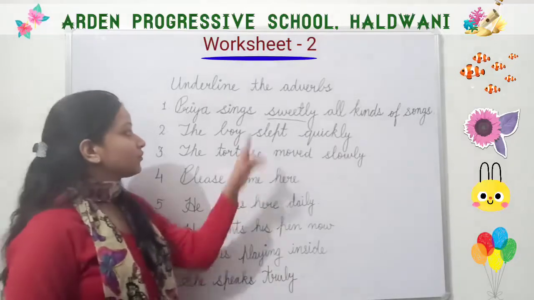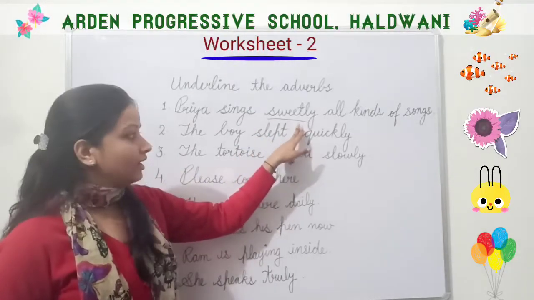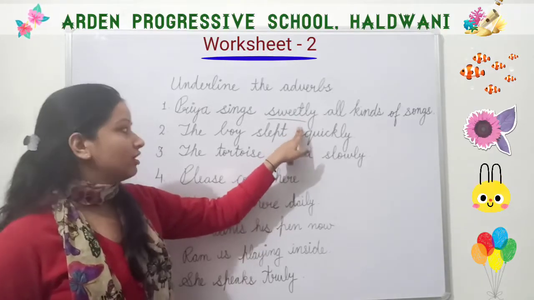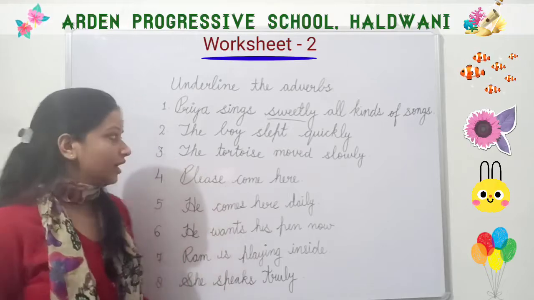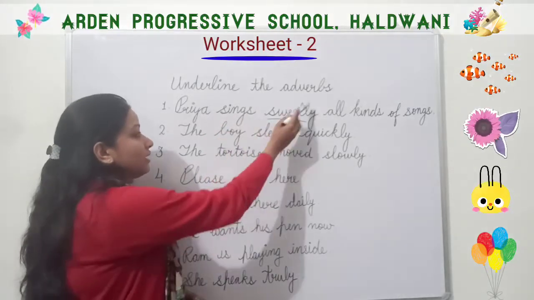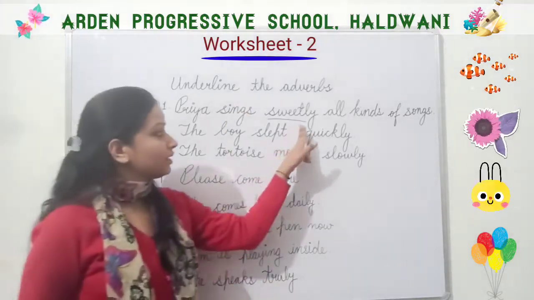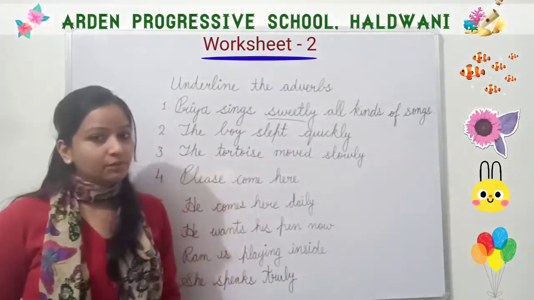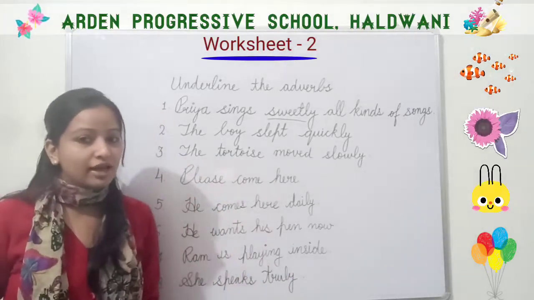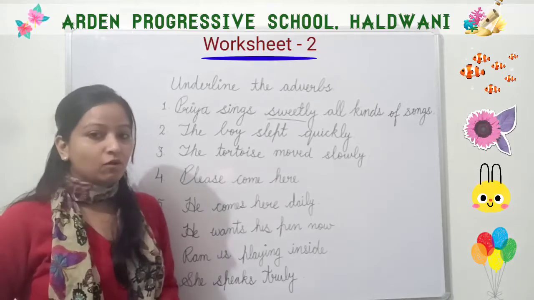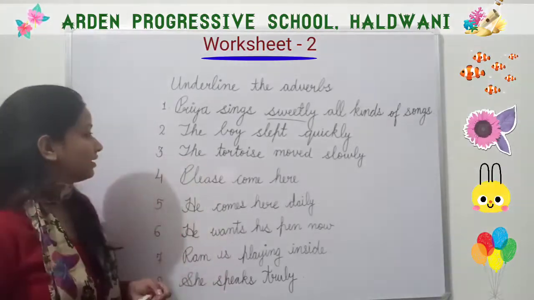So here this word sweetly is an adverb, and it is modifying the verb sings. Hence sweetly is an adverb, and as it is giving us the answer of how the action has been done, this is an adverb of manner. Alright. Now the next question.